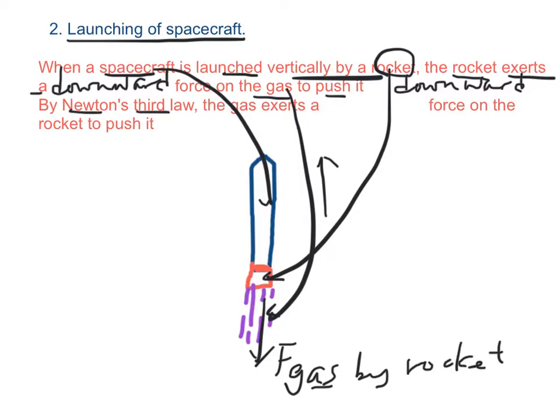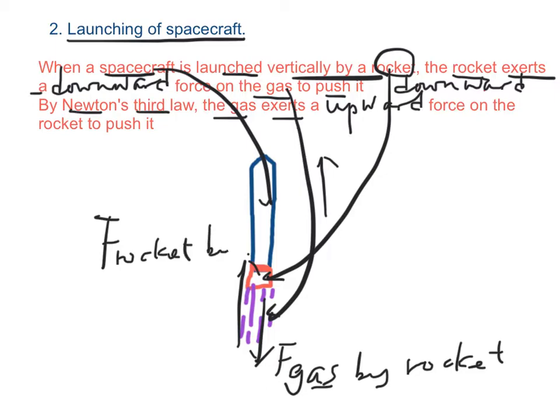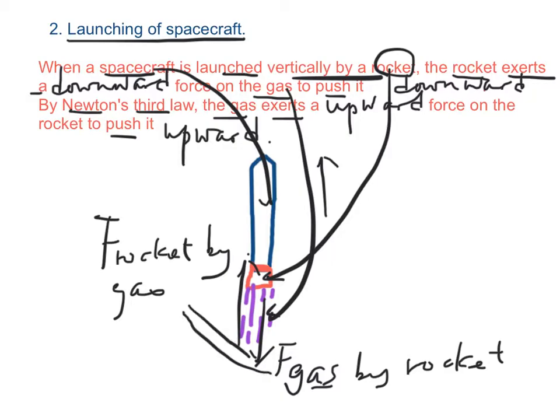By Newton's third law, the gas exerts an upward force on the rocket to push it upward. Notice that the force exerted on the gas by the rocket is equal to the force exerted on the rocket by the gas.